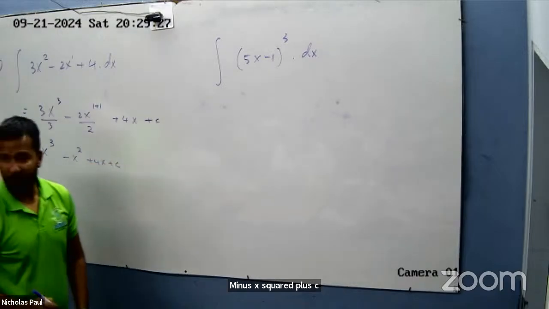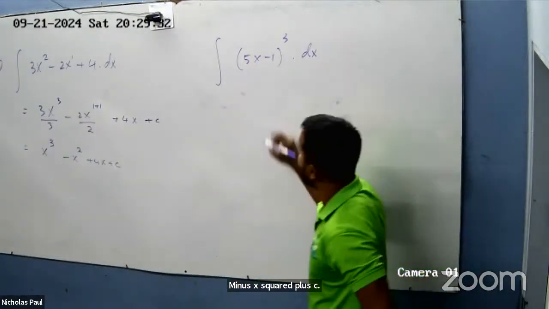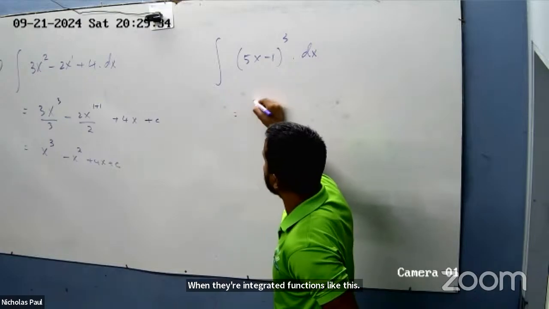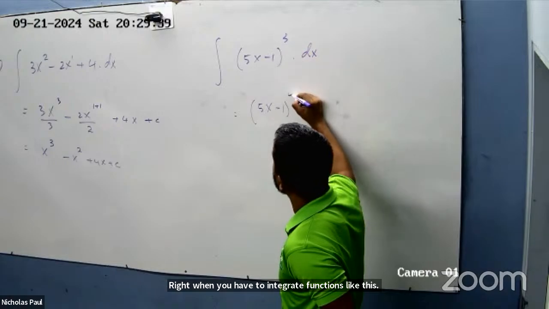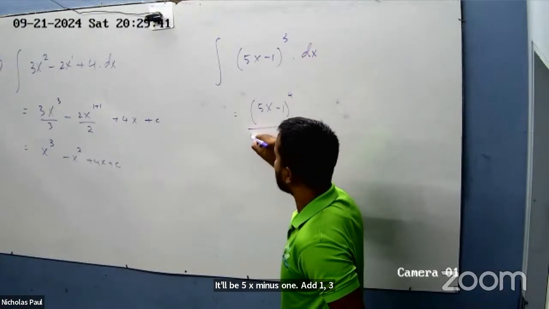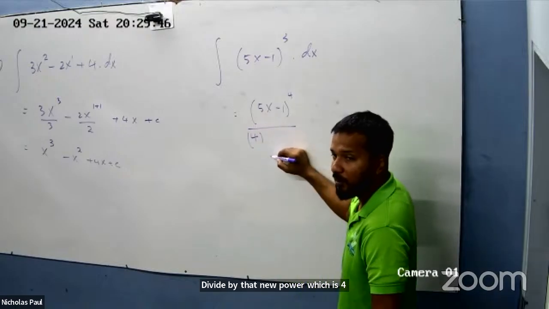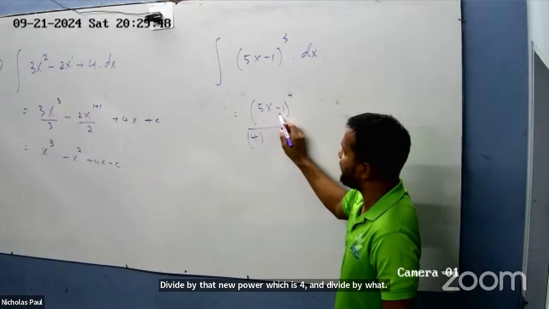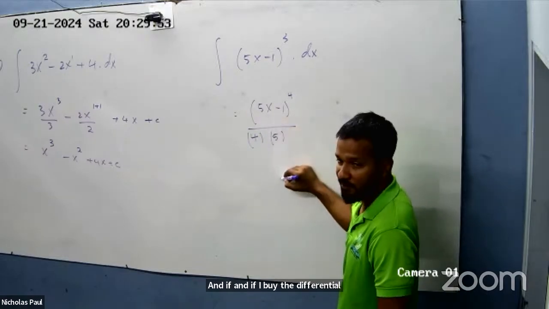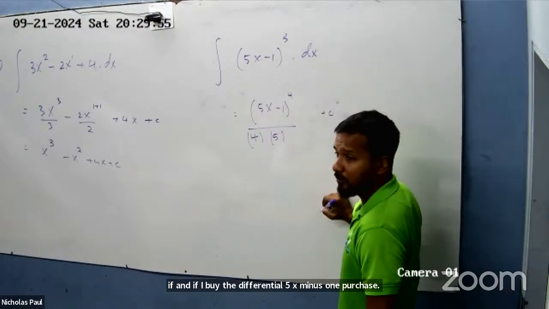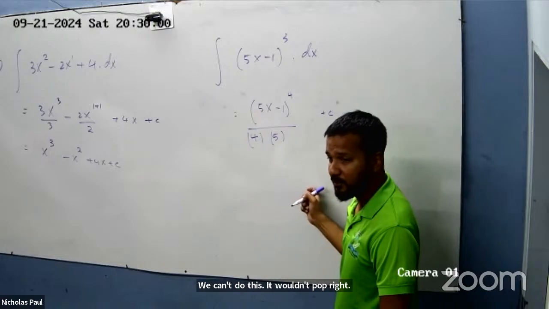That's okay? When you have to integrate functions like this, it'll be 5x minus 1, add 1 to the power, that's 4. Divide by that new power, which is 4, and divide by what? And divide by the differential of 5x minus 1, which is 5. Okay, plus c. We can't skip this, otherwise we wouldn't be able to do the next part. Everybody okay with this?